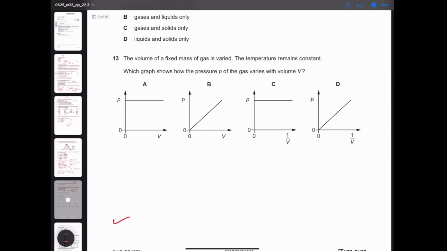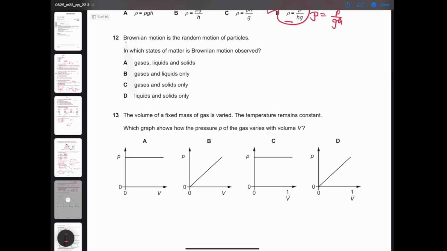Now, question number 12. Brownian motion is the random motion of particles. In which states is Brownian motion observed? Is it observed in solids? I don't think so. It is observed in liquids and gases only. So what is that option? Liquids and gases only, option number B.